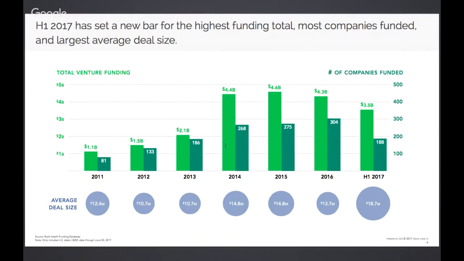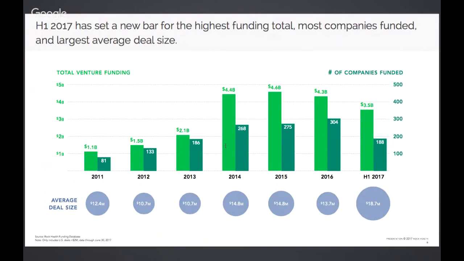But I think there's also another story here, which is that we've had the most companies funded in a half. So we're seeing more bigger deals, which in my mind is a sign that there's broad investor excitement in this space.